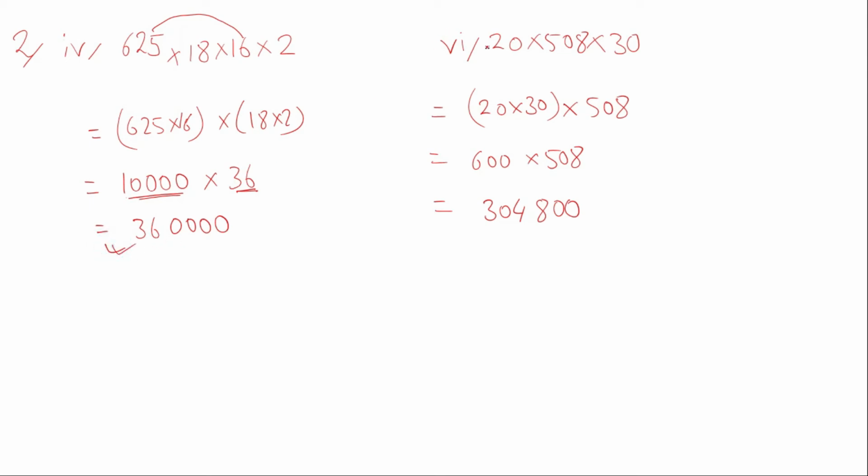Next question number 6. If you multiply 20 into 30, we will get 600, which is a multiple of 100, into 508, we will get the answer. Okay.